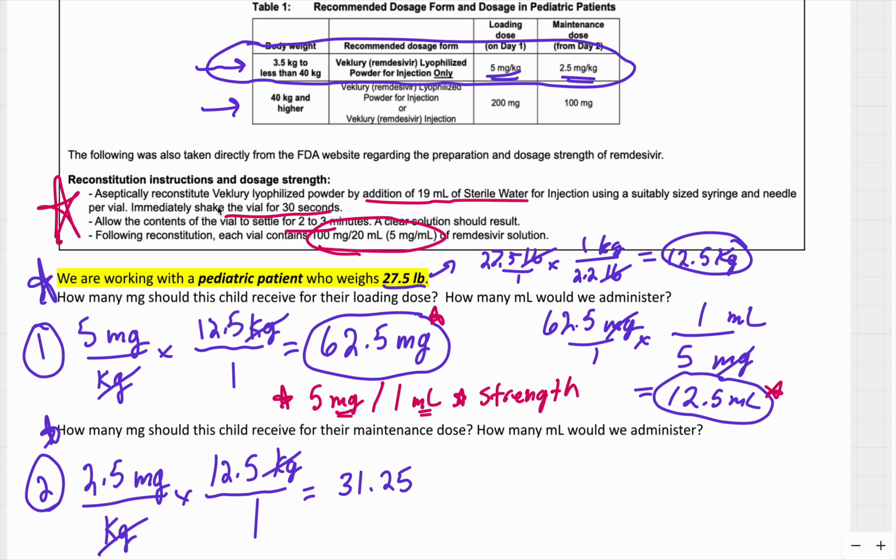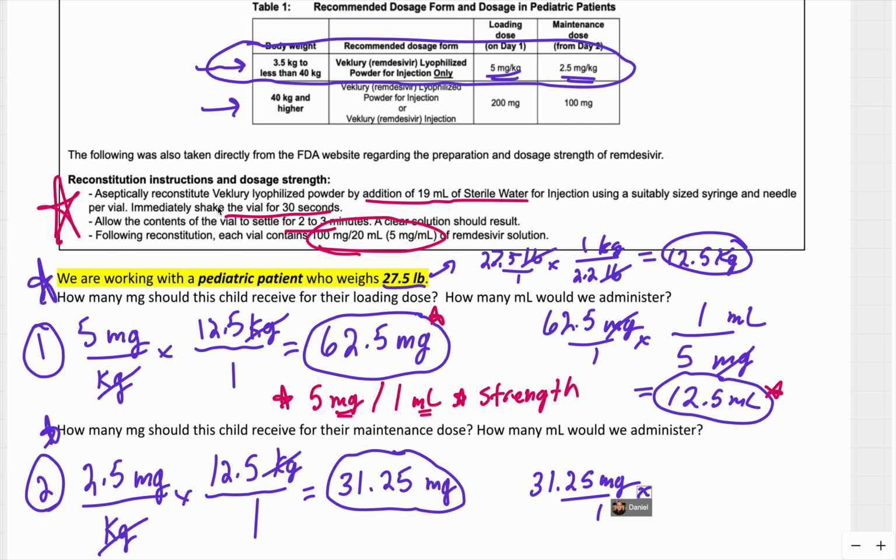And I get 31.25. So they need 31.25 milligrams, which is half of what they needed in day one. So that makes sense. They needed half of what they needed in day one. And so now that's how many milligrams they need. Let's turn that into milliliters.